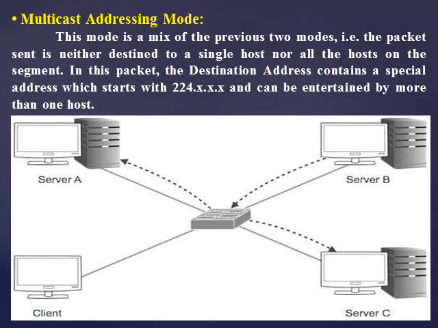As shown in the figure, again we have the three servers A, B and C with the client. From the client, the packets are shown by dotted lines through the switch, that is from the switch to the servers. The packets are multicast through the switch from the client. So this is the last mode of IPv4, that is the multicast addressing mode.